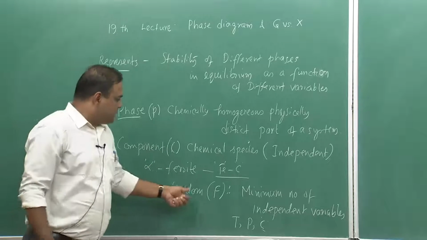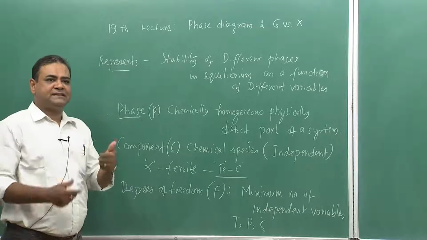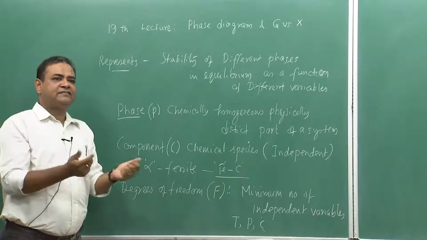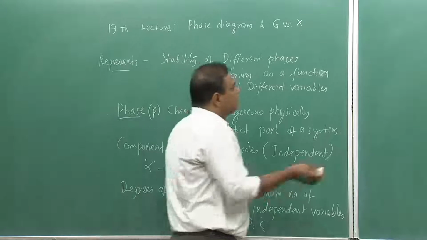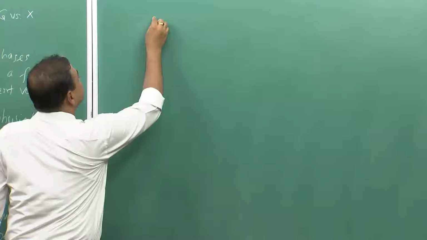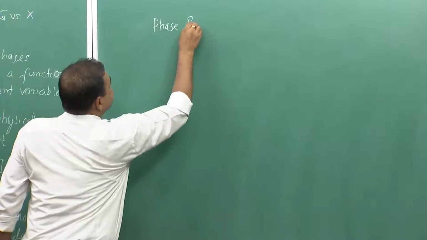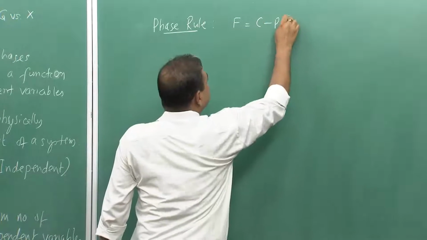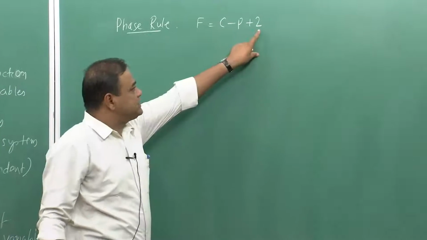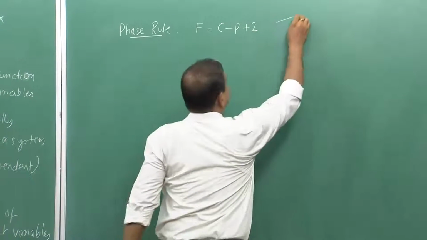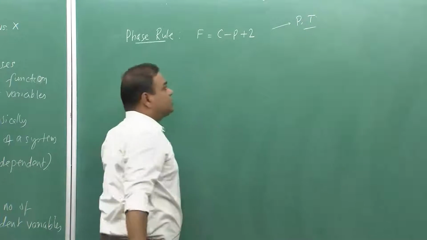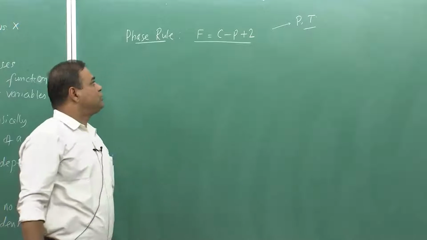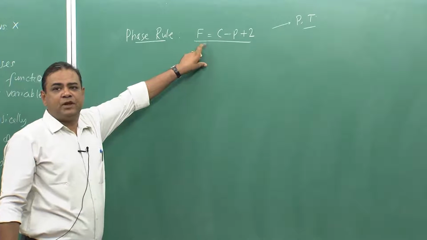So, now there is a relation which dictates how to calculate degrees of freedom while the phases are in equilibrium. Now, that relation is called phase rule, and the phase rule says that F equal to C minus P plus 2, and this 2 that is coming, this 2 number comes from the contribution from pressure and temperature. So, those are external variables. Now, this will tell me what would be the number of minimum independent variables required to define the system.